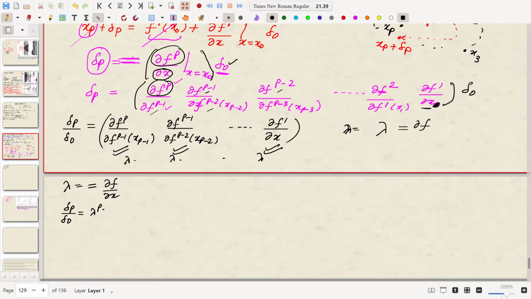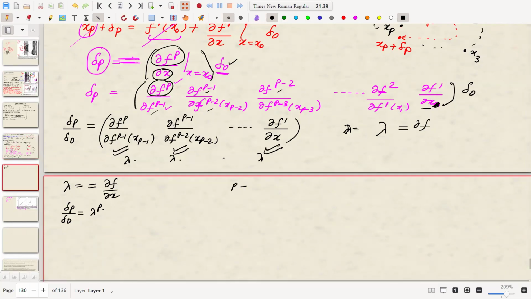Mind you that p is positive, isn't it? P is positive. You agree? P is a period. So P is positive. Now, I will ask you one question. Based on this relation, can you tell me the future perturbation, that is delta P, should increase? That means they are diverging, isn't it? A small change in initial condition delta naught, if it has to lead to vast difference in outcomes delta P, that means delta P should be greater than delta naught.